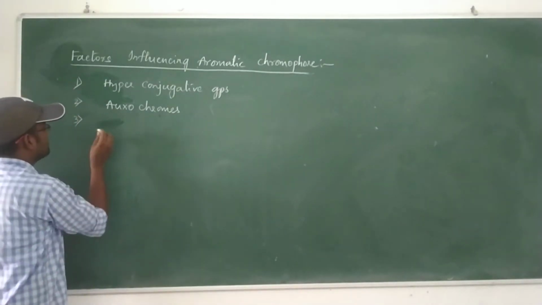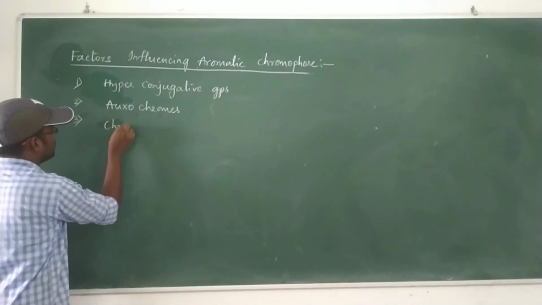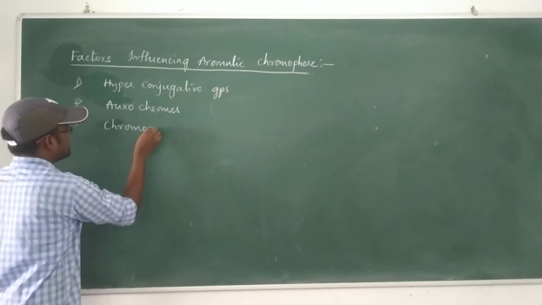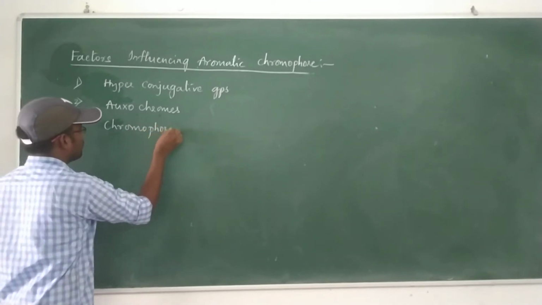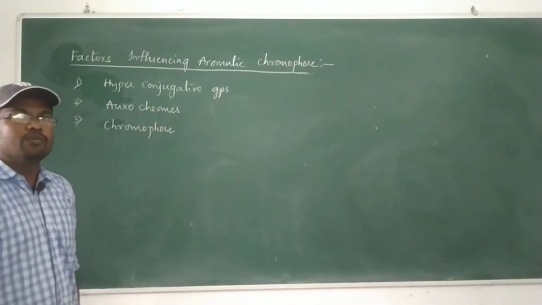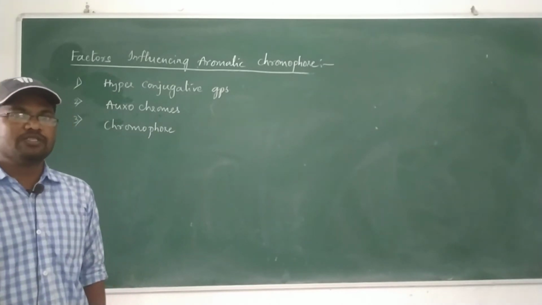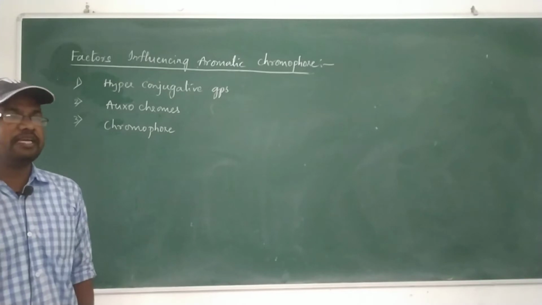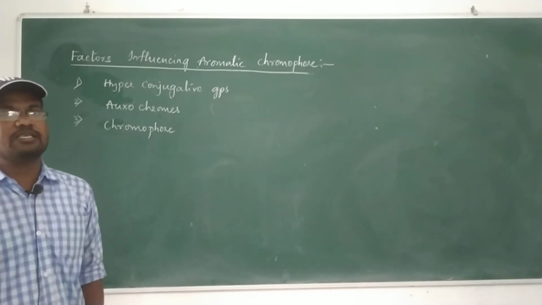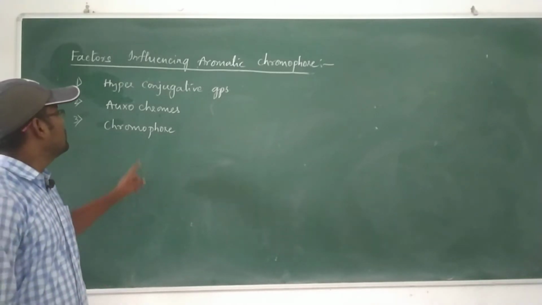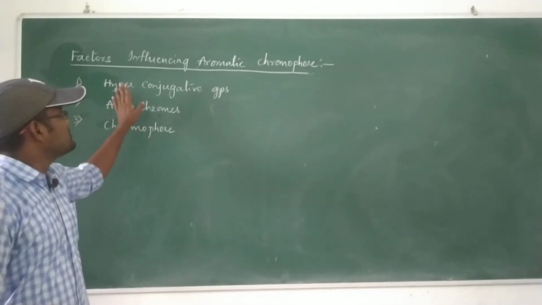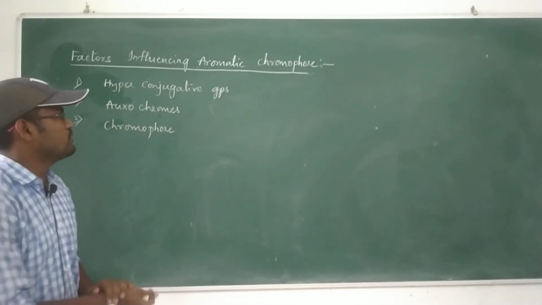And the third one is presence of chromophore. A chromophore is nothing but an unsaturated group. An unsaturated group is responsible for absorbing UV visible radiation. That factor also influences the aromatic chromophore. First, let us see hyperconjugative groups.